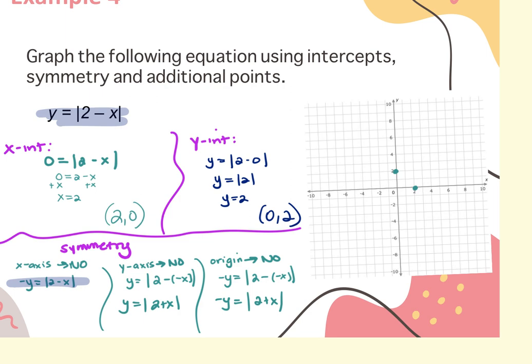So if you want to plot like -2, -1, anything, you could literally plug in whatever you want there. That's my extra point. y would equal the absolute value of 2 minus -2, the absolute value of 2 plus 2, which is the absolute value of 4. So when x is -2, y is 4. Now I know the left side is rising. So that's not going to form my V.